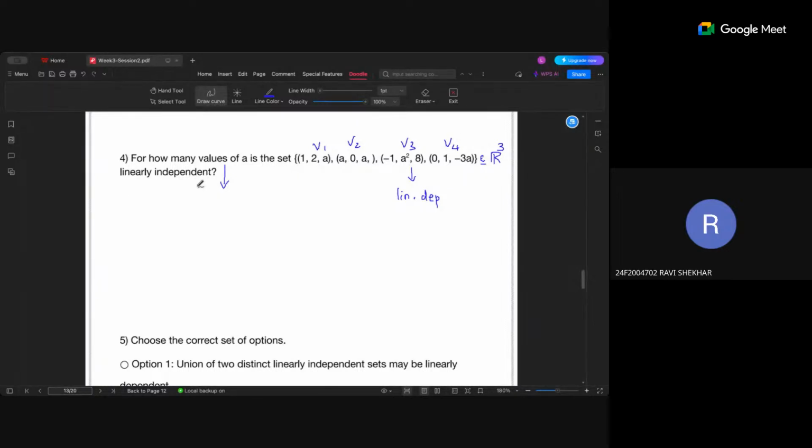Oh, independent. Zero values, sorry. I thought it was asking about linear dependency. There are no values of A which can make it linearly independent. For which V1, V2, V3, V4 is linearly independent. Clear?